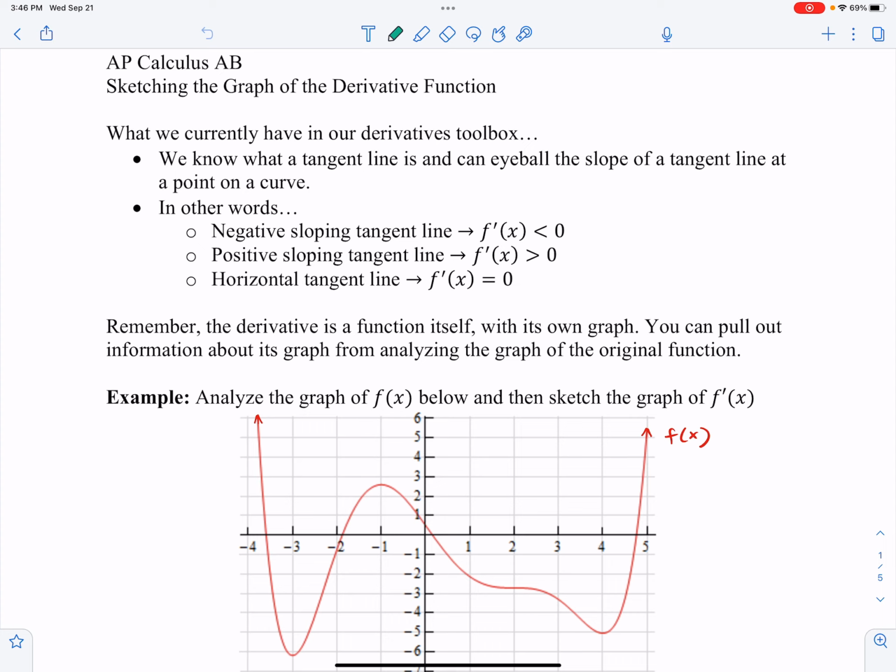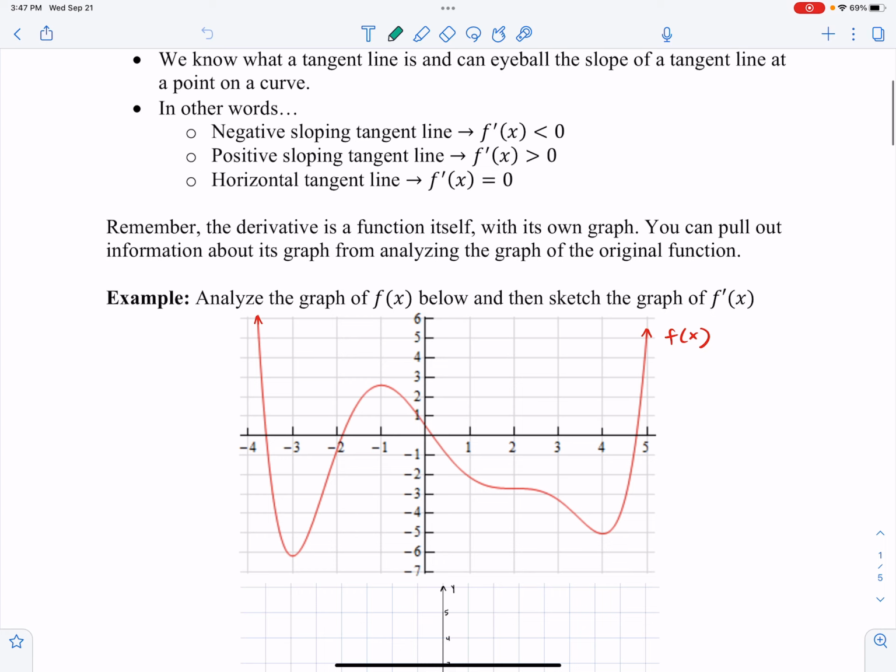is what a tangent line is, and we can eyeball the slope of a tangent line at a point on a curve. In other words, negative sloping tangent lines correspond to the derivative being negative, right? Less than zero. Positive sloping tangent lines would correspond to the derivative being positive at a point and therefore greater than zero. And then horizontal tangent lines have a slope of zero, therefore the derivative would be equal to zero. So remember, the derivative is a function itself with its own graph. You can pull out information about its graph from analyzing the graph of the original function.